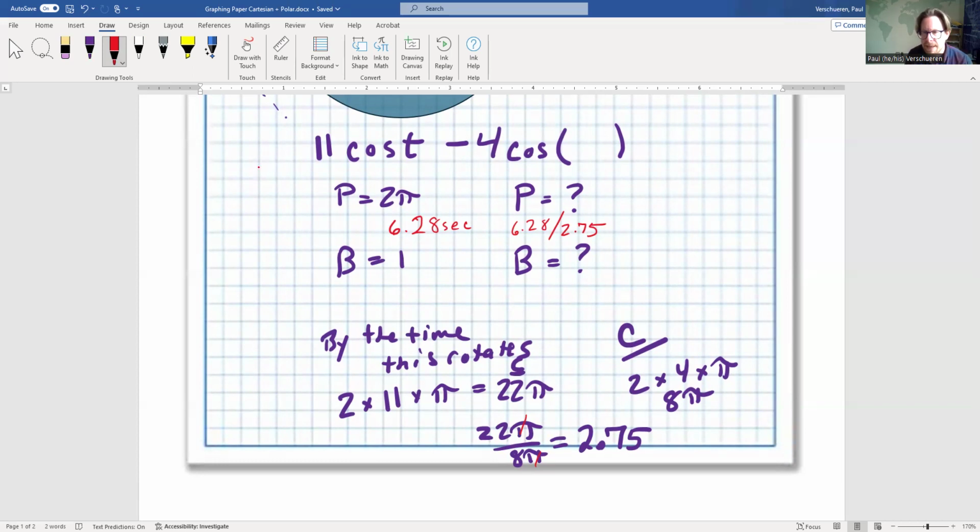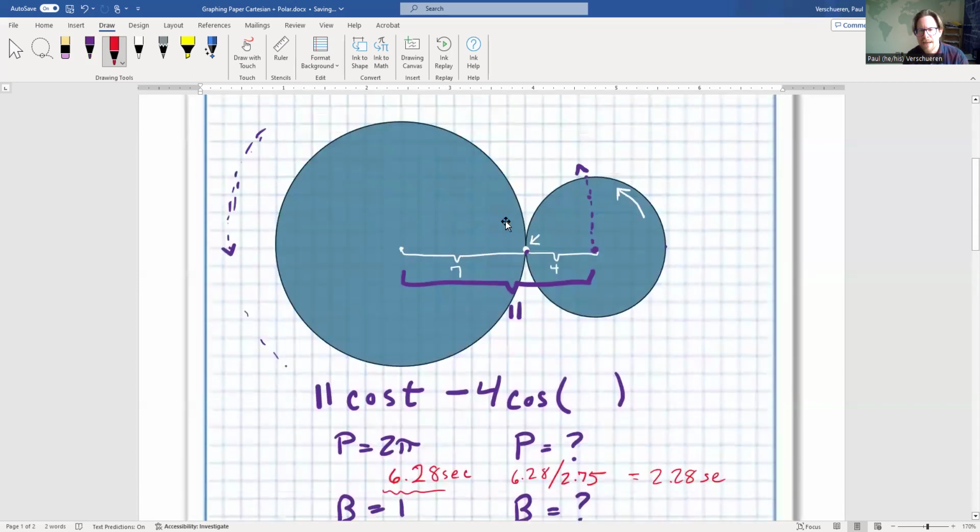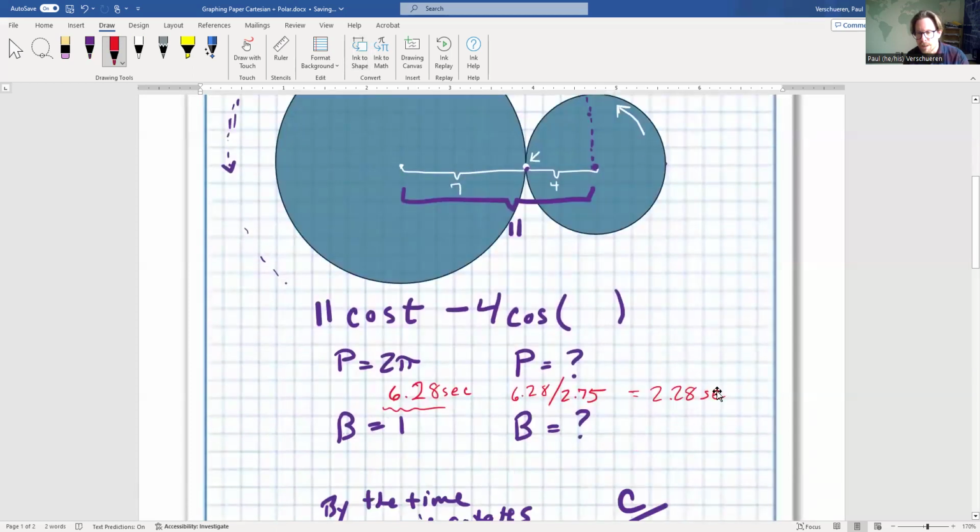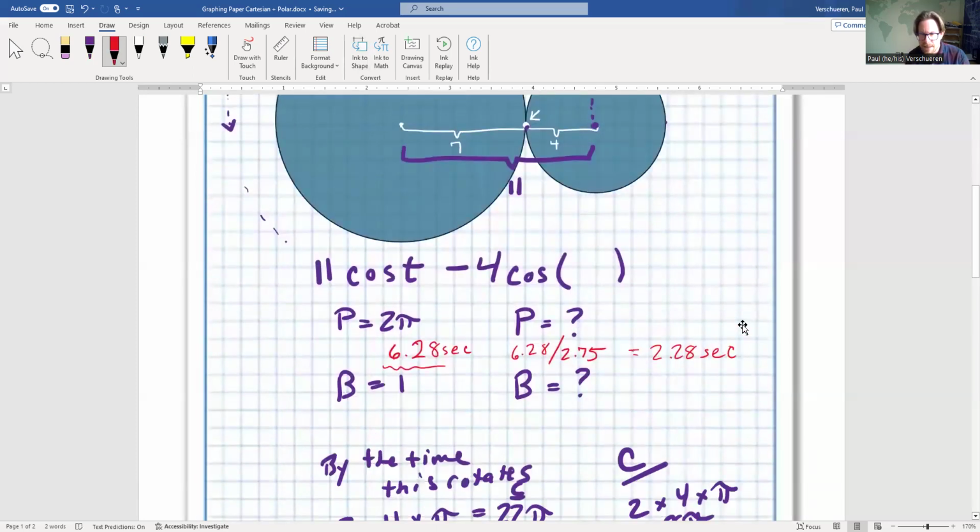That's about 2.28 seconds. So just to put this in your mind, if it takes 6.28 seconds for the larger circle to rotate, that means this thing needs to have gone around multiple times by that point. So it would be about 2.28 seconds for that period. But instead of calling that 2.28 seconds, I'm just going to call it more accurately 2 pi divided by 2.75. So remember that to calculate B, it's always 2 pi divided by the period.